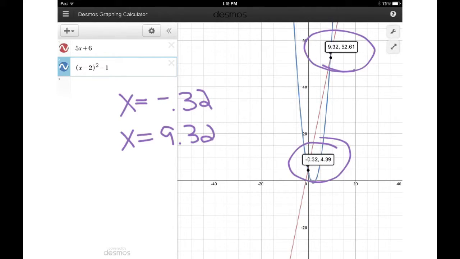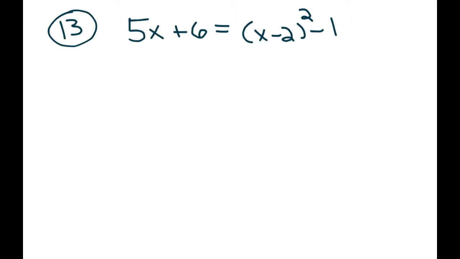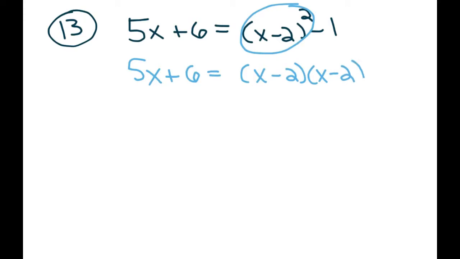So for this case, because there are 2 solutions and you can't actually see them both, you might be better off actually multiplying out the polynomial and getting it equal to 0. So what I would do is I would start with (x minus 2) squared. Remember, that's (x minus 2)(x minus 2). If you don't do that, you're going to accidentally think that it's x squared minus 4 or x squared plus 4, which it's not. It's x squared minus 4x plus 4.